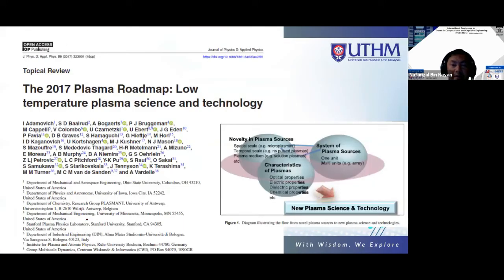Okay, so after 2012, there's another article proposing the future, the roadmap of the plasma. Five years after the first article, I think with almost the same team, they tried to see what the current trend is and what the future of the plasma is. So they published another article. They call it the 2017 plasma roadmap.